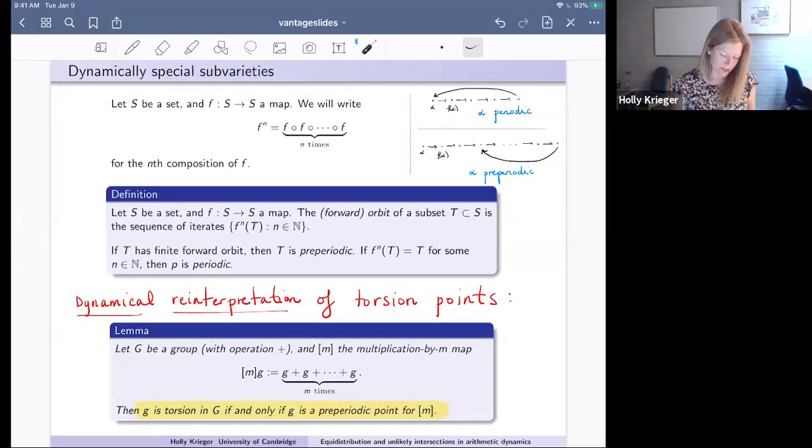Okay, so here's the thing. If my set is a group and I look at the map which comes from addition, okay? So for any, say, positive integer m, I consider the multiplication by m map, which simply adds an element to itself m times. Then the torsion elements of the group are precisely the pre-periodic points for this map, okay? So we have this dynamical reinterpretation of the algebraic statement of being a torsion element of the group, which is that you're pre-periodic for some natural map associated.